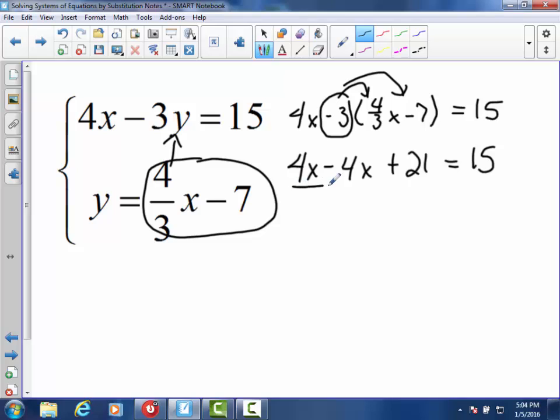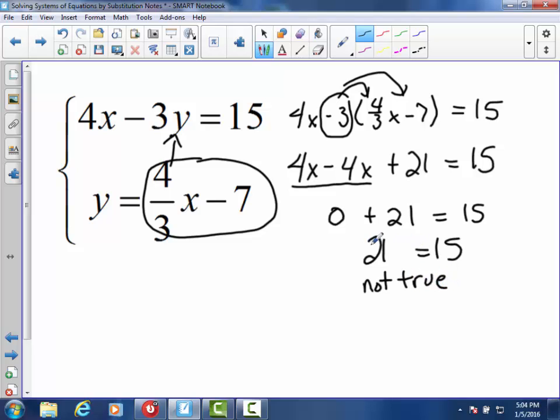So we get 4x minus 4x plus 21 equals 15. So I combine my like terms. 4x take away 4x is 0. So I have 0 plus 21 equals 15. Well, 0 plus 21 is 21 equals 15. That's not true. 21 does not equal 15. Since this statement is not true, that means there is no solution to this system.